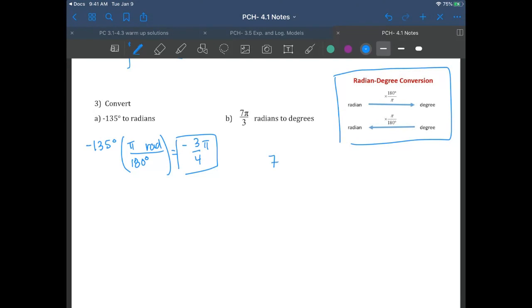Lastly, we're going to take 7 pi over 3. We're going to multiply by what you want over what you have. I want degrees, so 180 degrees. What's equal to 180 degrees? Well, pi radians. Okay, so we're going to cancel our pi. 7 times 180 divided by 3 is 420 degrees.